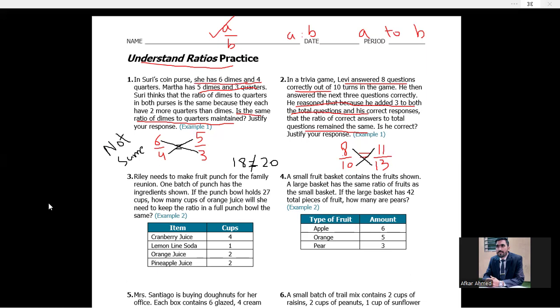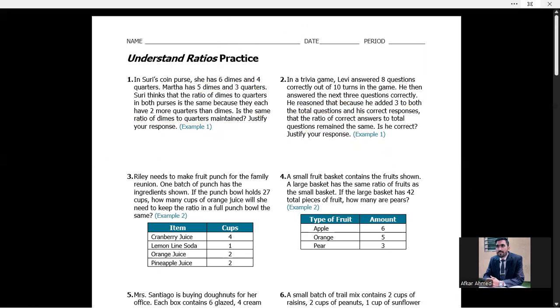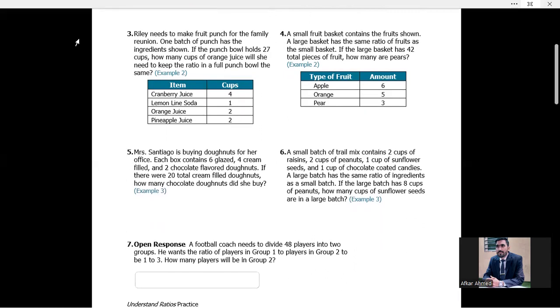The next one is number 3. Number 3 and 4 are actually the same question. Okay, so here we have given someone who needs to make fruit punch for the family reunion. And you have different types of cups of juice here, yani the cranberry, the lemon, the orange, the pineapple, we have different cups. So if we add all of these cups, how many cups do we have? 4 plus 1 is 5, 5 plus 2 is 7, 7 plus 2 is 9. So we have a total of 9 cups of the juice.